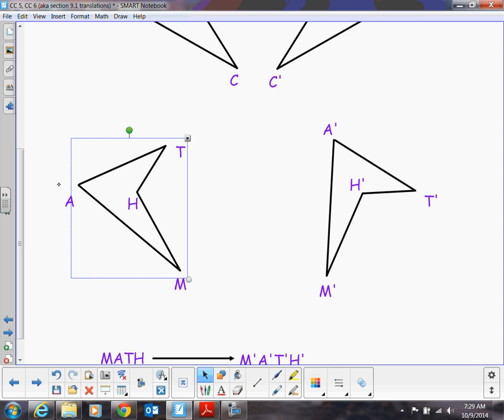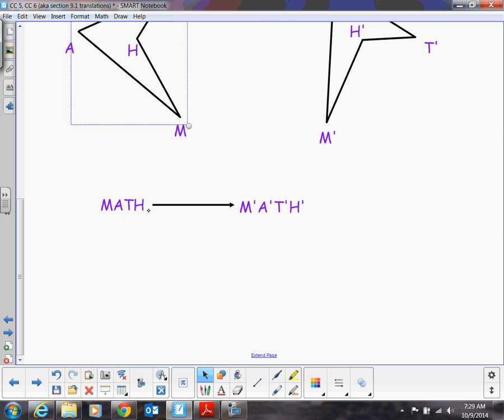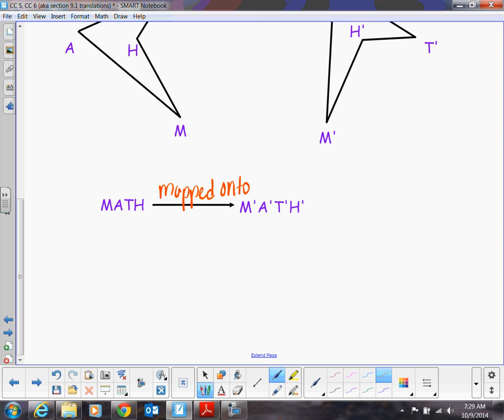Okay. Now, this is another way they're going to do it. Math, and they have this arrow to M prime, A prime, T prime, H prime. This says math is mapped onto. So this is the original, and this is the image. When you take a picture, your picture is an image. You are the what? Original. You with me? Are you, in the picture, are you a different size?